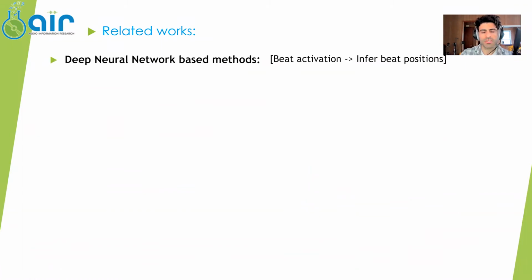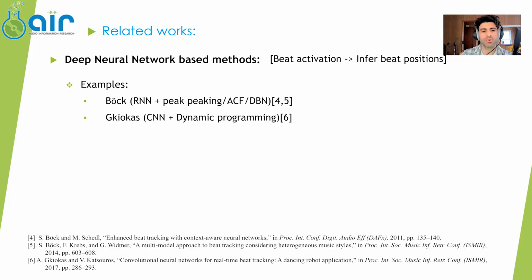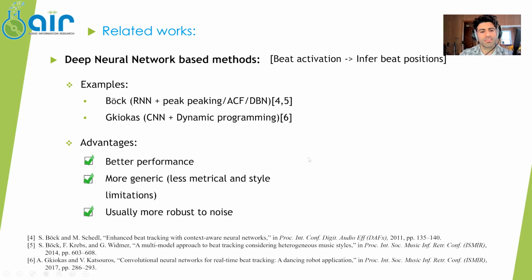On the other hand, we have deep neural net-based methods. The main difference here is that these methods use beat activation that is coming from neural net structures, so they utilize some neural net structure like recurrent neural nets or convolutional neural nets to obtain the beat activation. And based off the beat activations, they again apply some probabilistic models to infer beat positions. And here you can see RNN plus peak picking or autocorrelation function or dynamic Bayesian network or CNN plus dynamic programming.